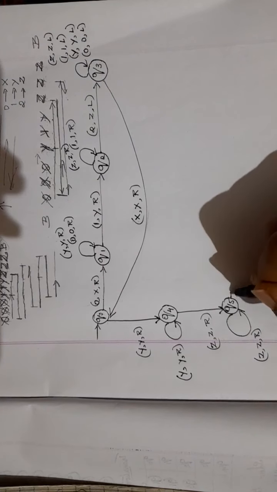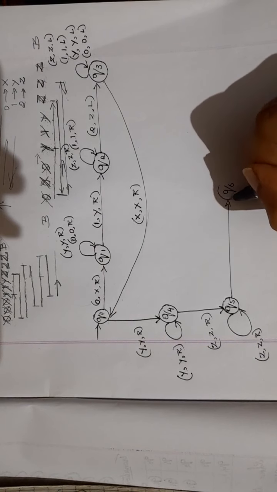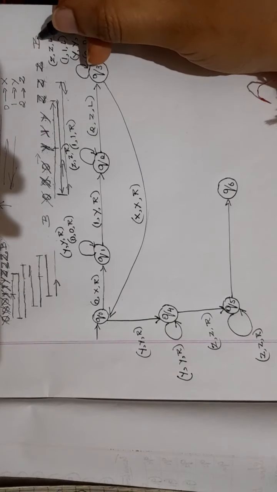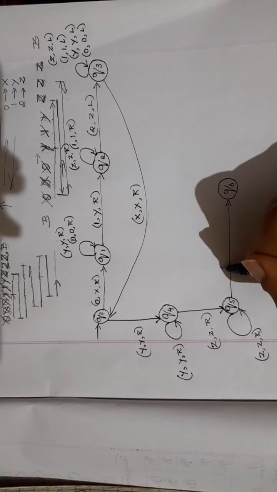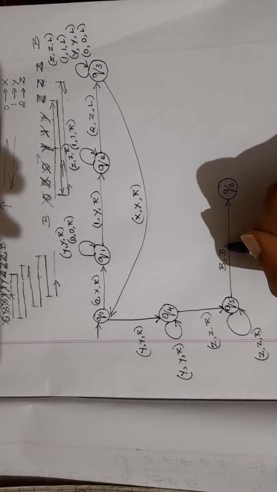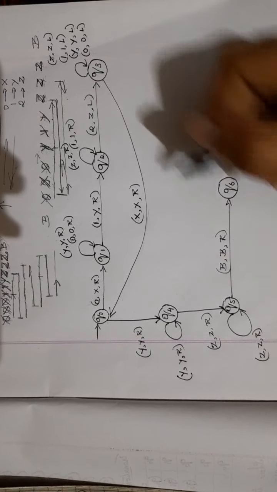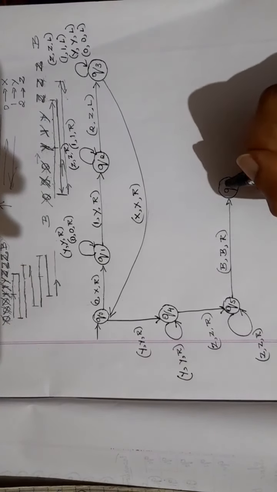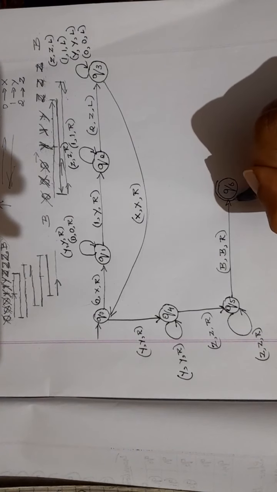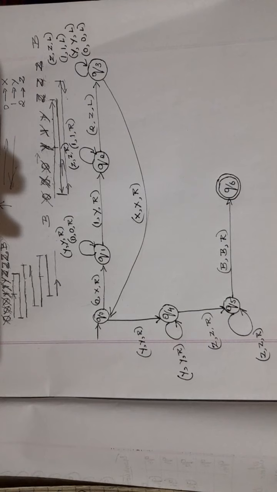So I will take one more state here, Q6, that is when you are reading b. If you are reading b, keep it as b itself and then move right. So this is the end. This becomes the final state. So you're done with the Turing machine.